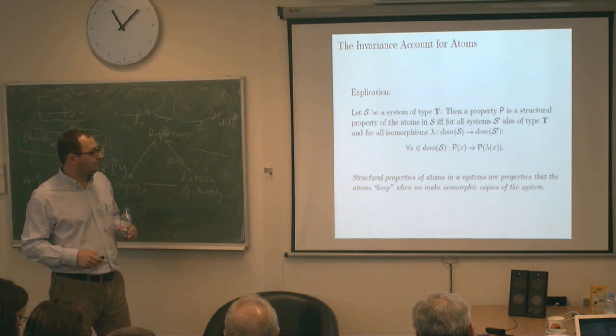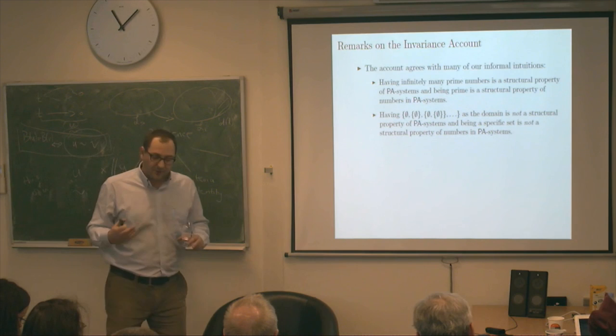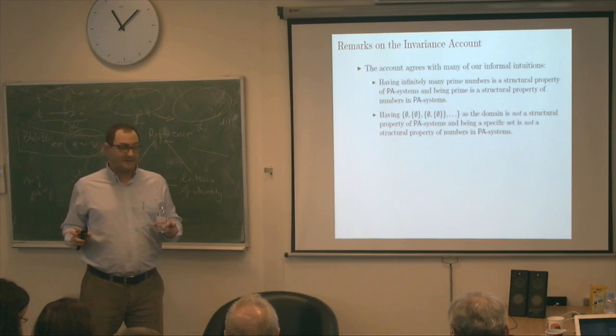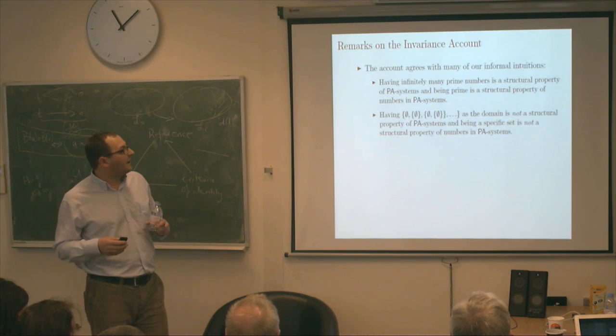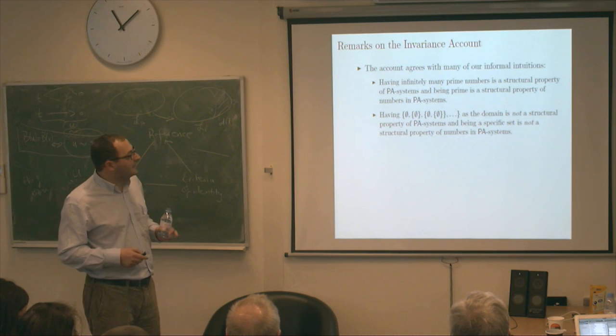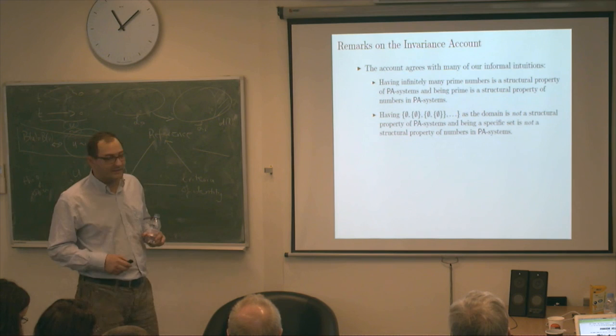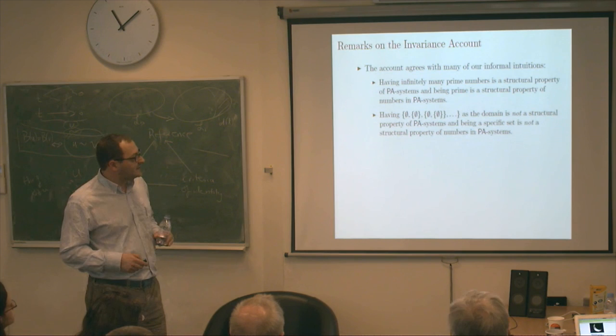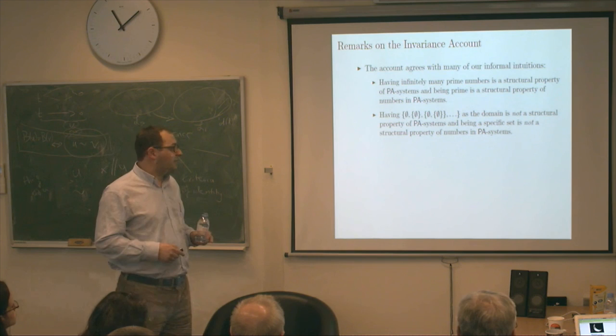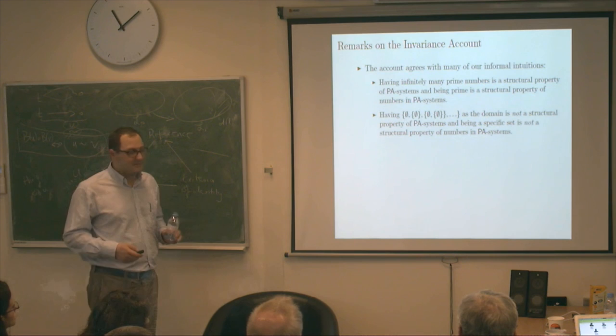Okay, so that's it for the two ways to think about structural properties according to the invariance account. One nice feature of this is that it agrees with many of our informal intuitions about what structural properties in mathematics are. For instance, all of the Benacerraf examples turn out to be structural under this account. The examples I mentioned before, having infinitely many prime numbers, turns out to be a structural property of PA systems, being prime is a structural property of numbers in PA systems. And the cases which we would not consider structural properties turn out to be non-invariant.